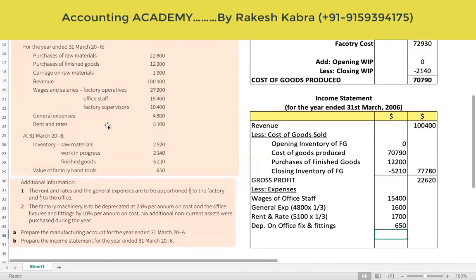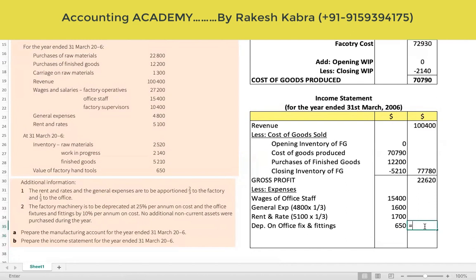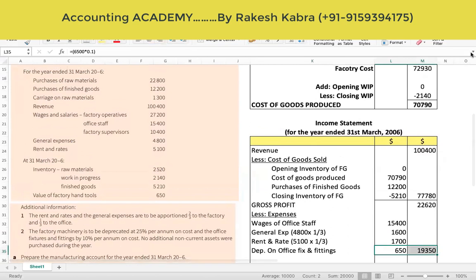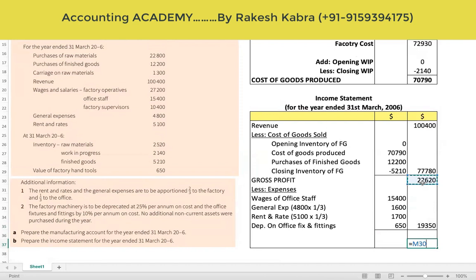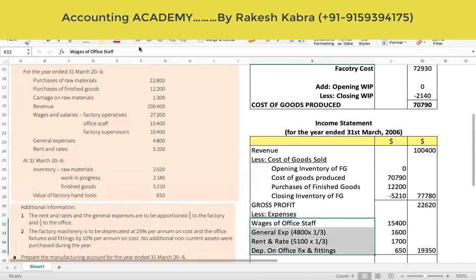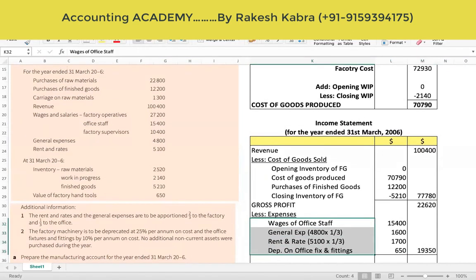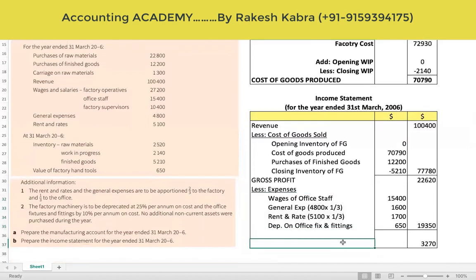Tell me. So I will add up all these expenses. The total will be $19,350. Now I will subtract these expenses from gross profit. So the difference is $3,270, and that will be known as profit for the year. So this is the solution.